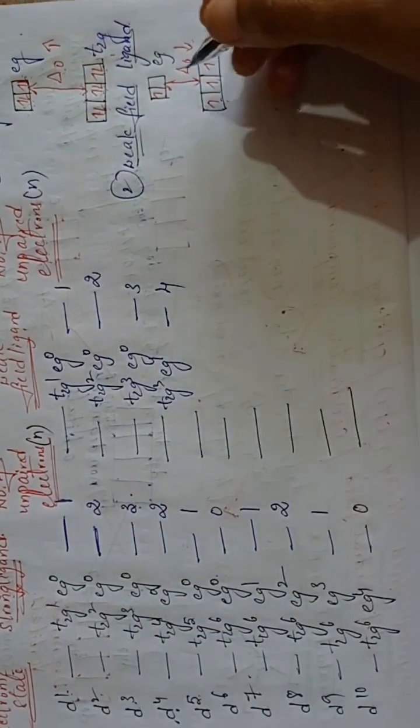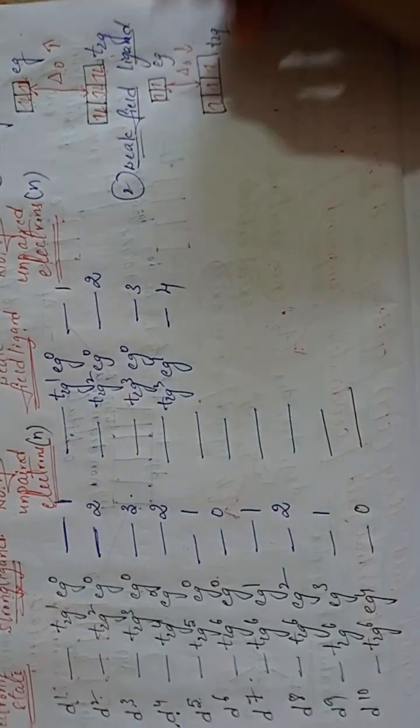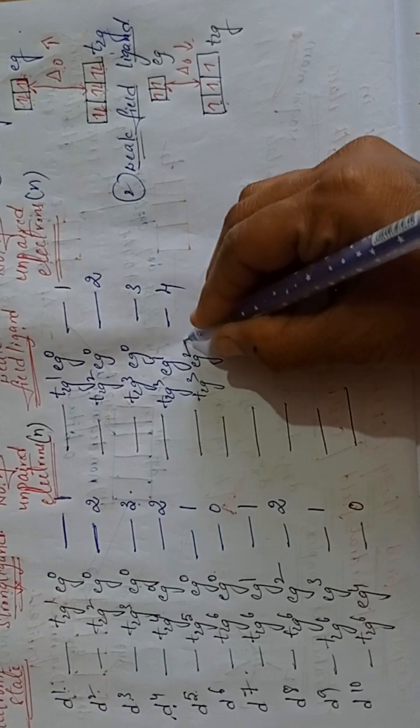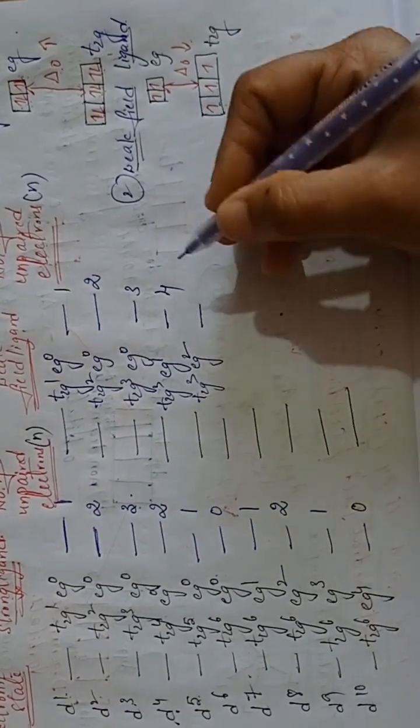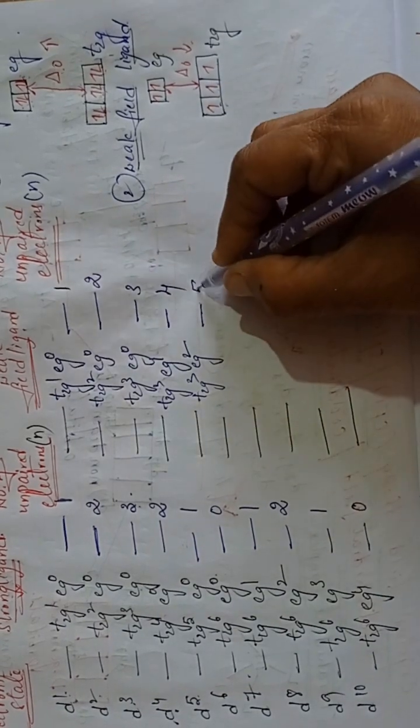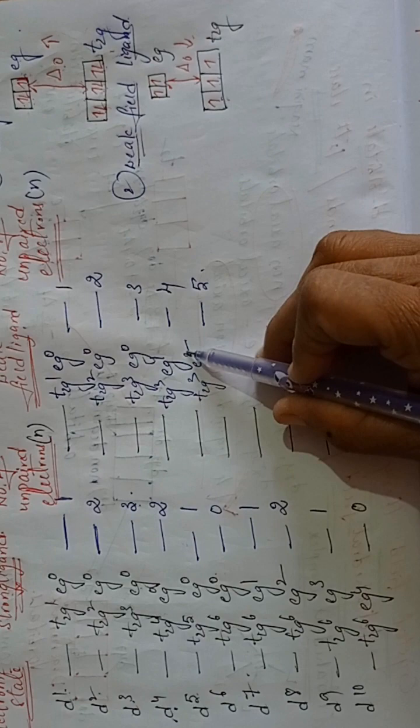Next one d5. Sorry, 5 electrons are there. The fifth electron enters here. Now what is the total electronic configuration? T2g3, Eg2. Are you clear? Eg2. So how many unpaired electrons are there? 5 are there, so write here 5. T2g3 Eg2, 3 plus 2, 5 electrons completed.